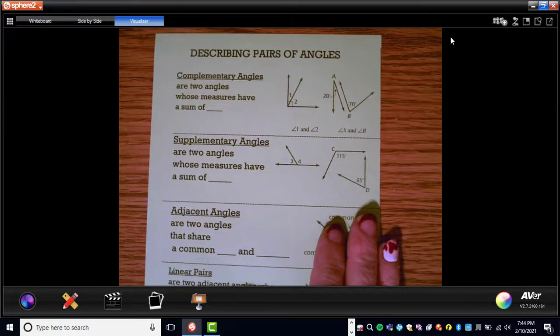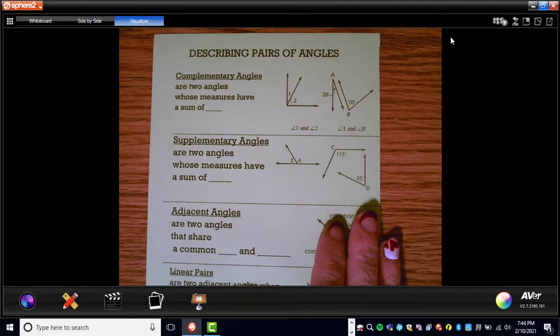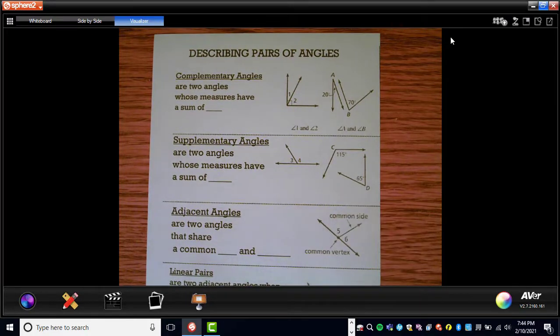So grab your notes and we're going to fill in here. Now, the nice thing is I have all the definitions, I have all the pictures. All you have to do is fill in just a few blanks here. All right, first one is complementary angles.